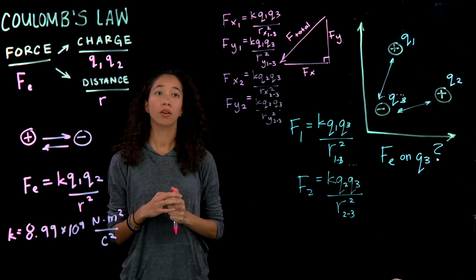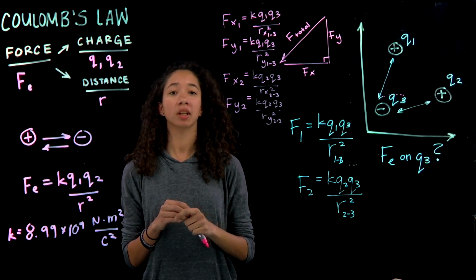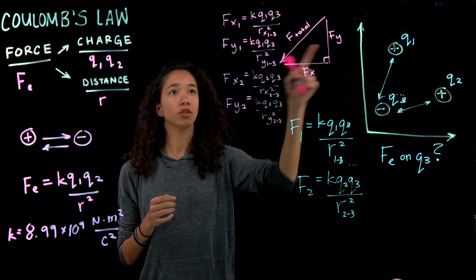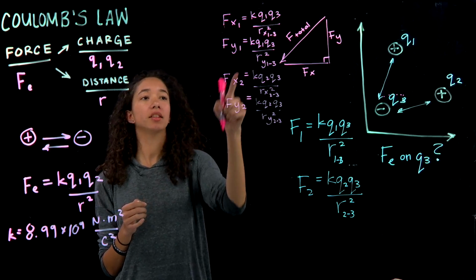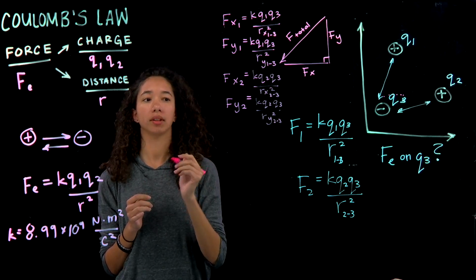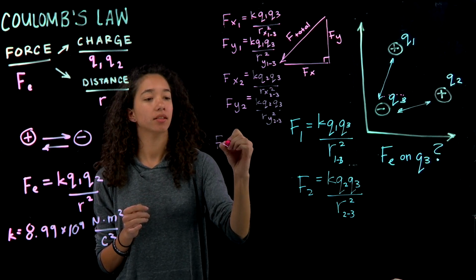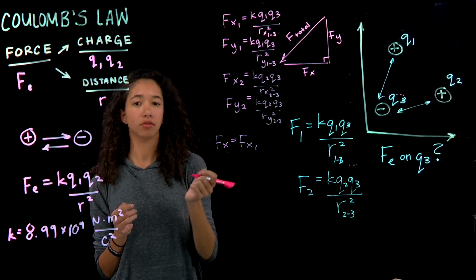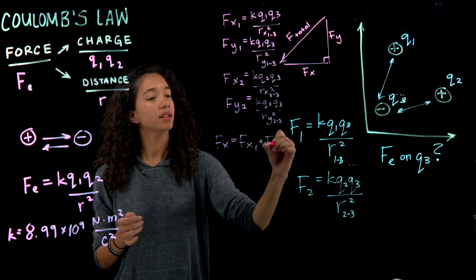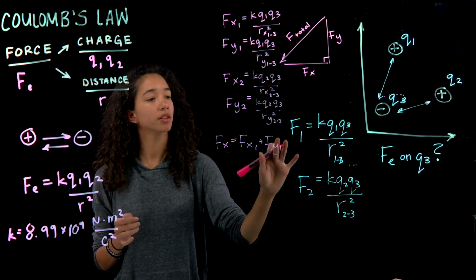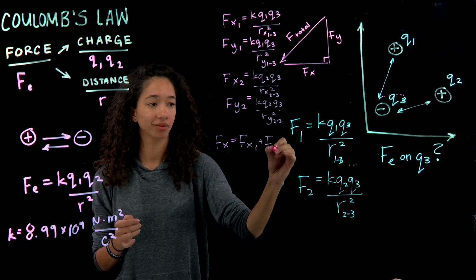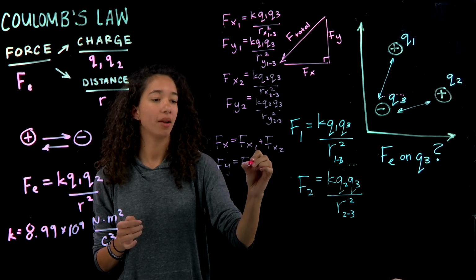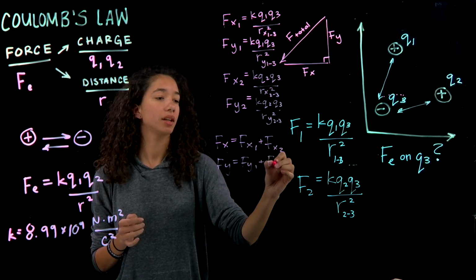Okay, so then when we're ready, we're not going to plug in any numbers for this problem. But when we want to find our total Fx and our total Fy, we just want to add the two x components and add the two y components. So our Fx should be Fx1, which we'll calculate using this formula, plus Fx2, and then Fy. So Fy1 plus Fy2.